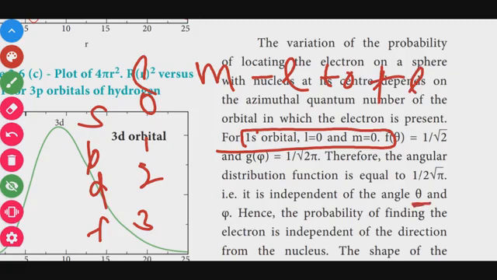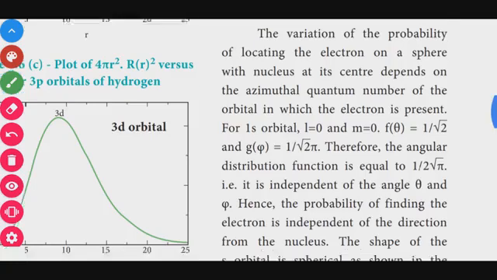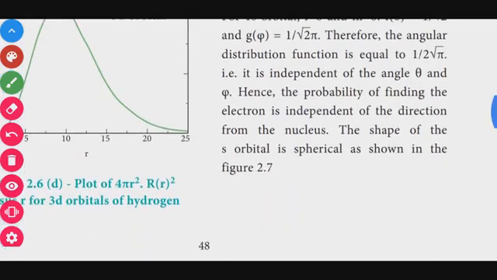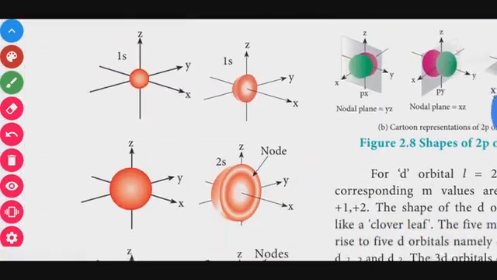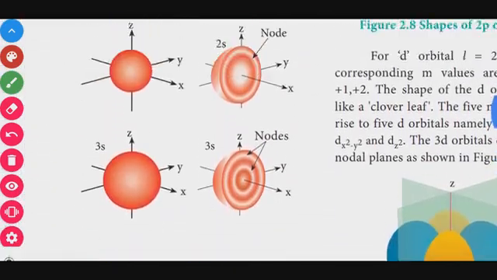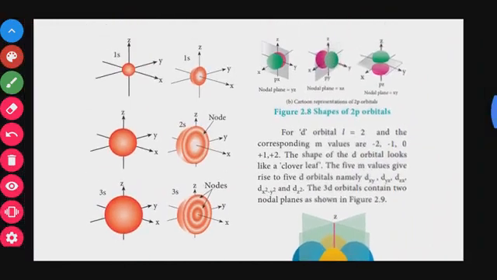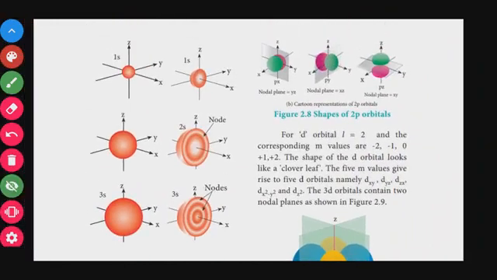The probability of finding the electron is independent of the direction. The shape of the s orbital is spherical, as shown in figure 2.7. It shows a spherical shape. See, here are the x, z and y axes, and it is a sphere.